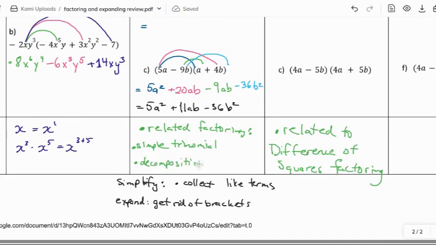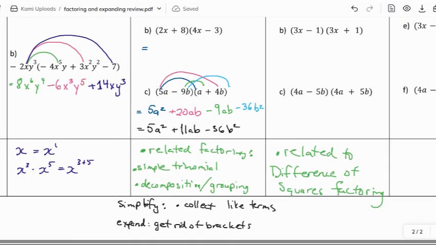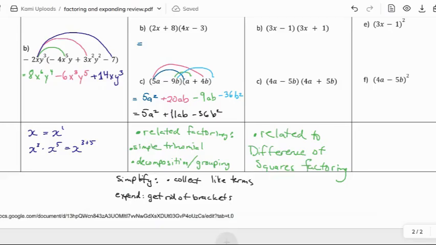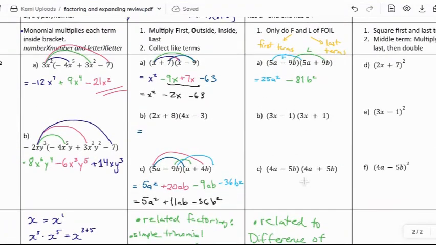I'll talk about that tomorrow. It's just 2 steps. It's like you first have to decompose before you can group. Because when you're grouping, you have 4 terms. So the first step is decomposing. Okay? So let's practice the sum and difference. Okay, so let's do these other 2 questions.